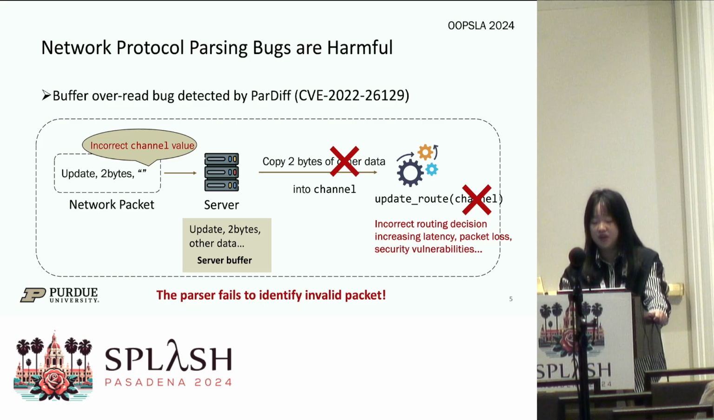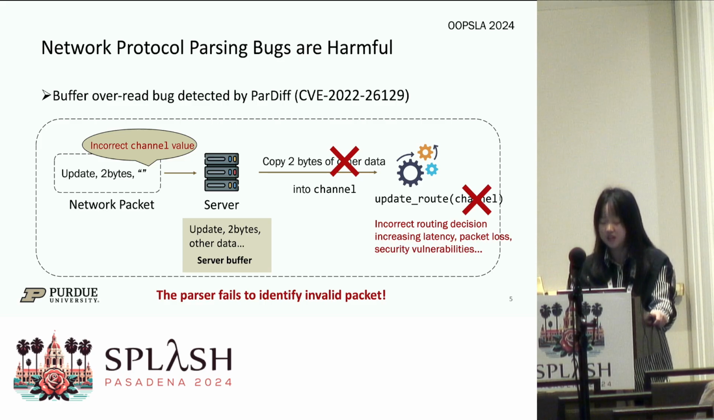However, in the buggy implementation, the server doesn't recognize the packet is invalid and continues to copy the 2 extra bytes, which are actually not inside the original network packet, into the channel field. And this results in the update route function being called with an incorrect channel value.